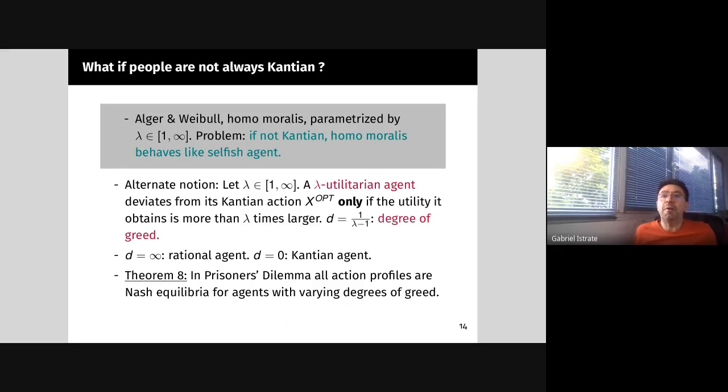We propose a different behavior, also parameterized by a parameter lambda. And the idea is that an agent will deviate from its Kantian action if it would obtain a payoff at least lambda times larger than the Kantian one. So if we rescale this parameter, we can define a degree of greed, and rational agents correspond to infinitely greedy agents, and Kantian agents correspond to zero greedy agents. And this definition has a nice consequence in prisoner's dilemma. We can justify all action profiles as equilibria corresponding to agents with varying degrees of greed. So you can use the definition of greed as a way to eliminate some action profiles with minimal rationality assumptions. I haven't mentioned this, but the rationality assumptions that we're using for the study are minimal, in the form of just eliminating Pareto-dominated action profiles.